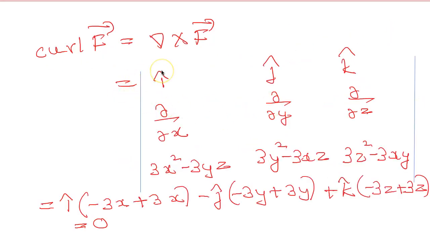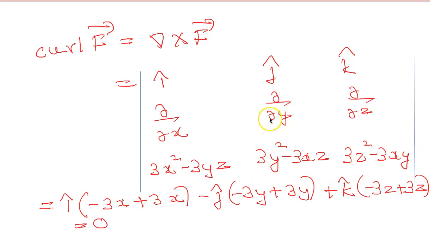Now curl of f is cross product of del with f. First, we take the 3 by 3 determinant. First row is i, j, k, second row is del, that is partial derivative with respect to x, partial derivative with respect to y, partial derivative with respect to z. Third row is 3x squared minus 3yz, 3y squared minus 3xz, 3z squared minus 3xy.